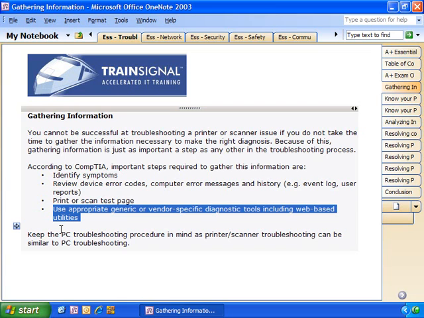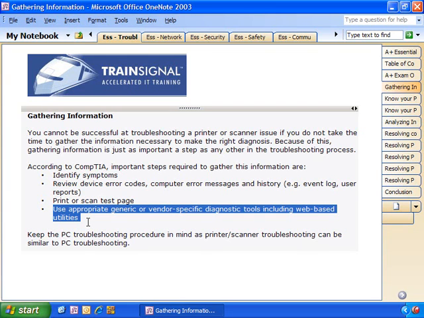Next up, you can use the appropriate generic or vendor-specific diagnostic tools that include web-based utilities. For example, when you buy HP printers, I know they come with a CD, and you can install that CD on your computer, and typically people have to do that to get the printer drivers, but usually there's some printer diagnostic tools on there. These tools can query the printer and pull back information about maintenance, when the last time the maintenance was done. They can print out test pages, diagnostic pages on things like inkjet printers. They can align the print head. They can clean the inkjet cartridges. There's a lot of things that these diagnostic tools can do.